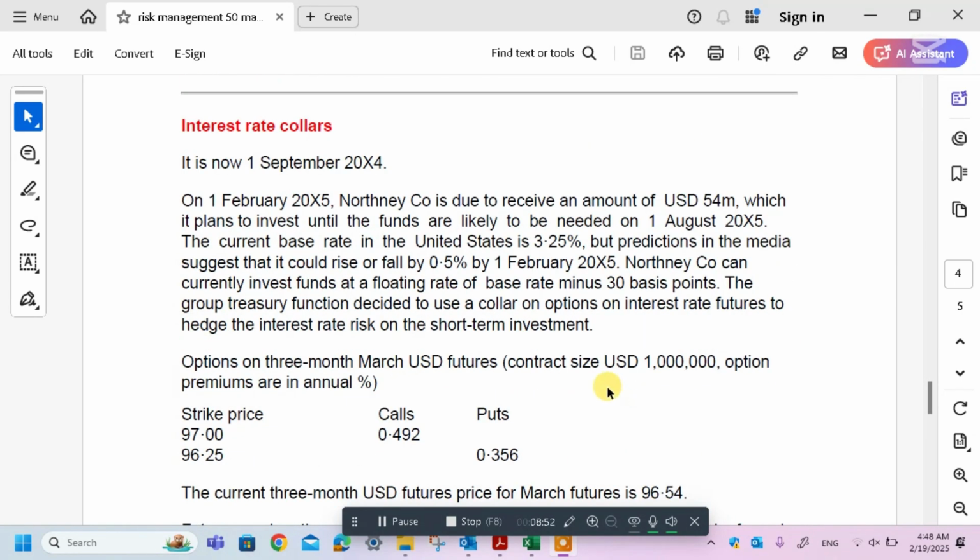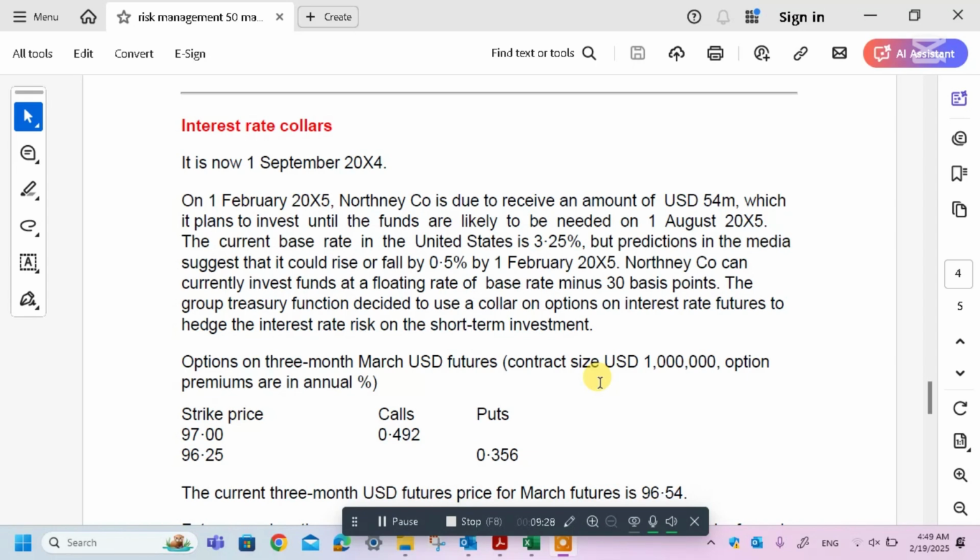Interest rate collars. It is now 1st of September 2024. On 1st of February 2025, Nothni company is due to receive an amount of USD 54 million, which it plans to invest until the funds are likely to be needed on 1st of August. The current base rate in the United States is 3.25%, but predictions in the media suggest it could rise or fall by 0.5% by 1st of February. Nothni company can currently invest funds at a floating rate of base rate minus 30 basis points.